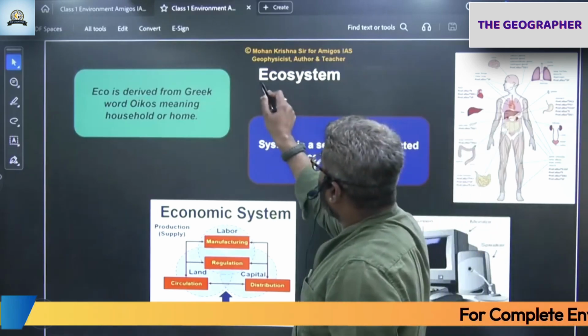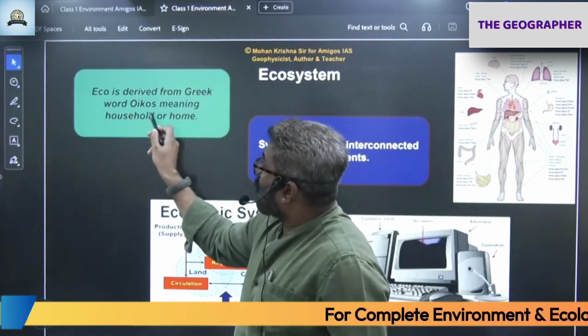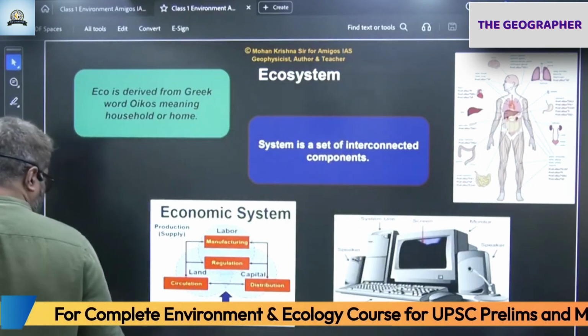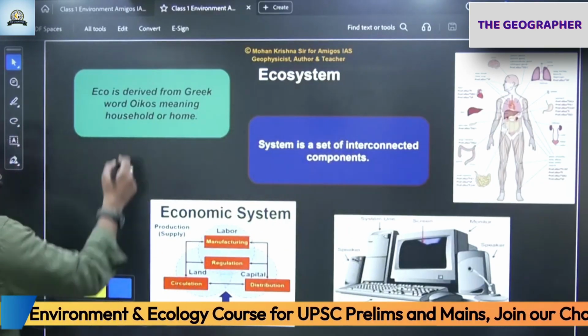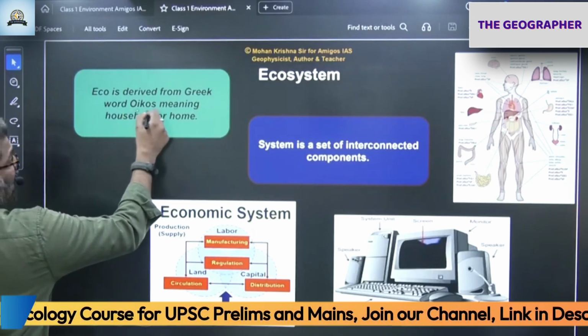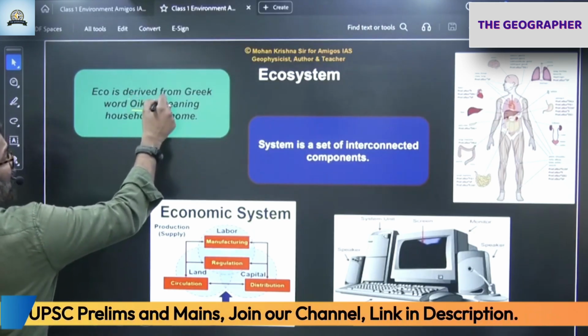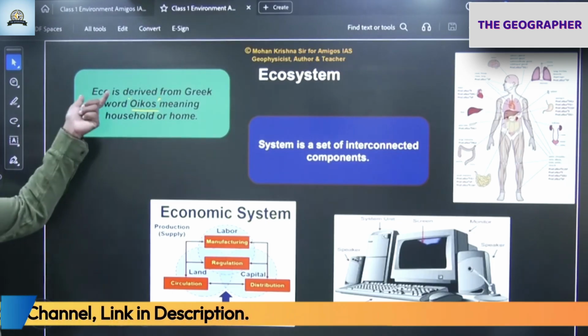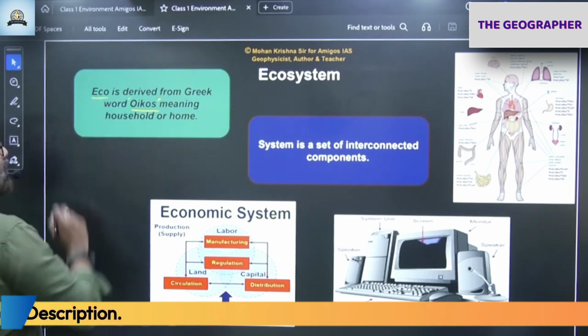The word eco here comes from the Greek word oikos, meaning home or household. Okay, so remember this word also. In various topics, I have used this word. Remember economy. Economics also uses the word eco. These three letters you use there.